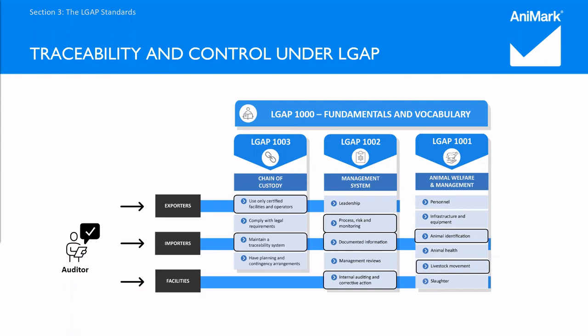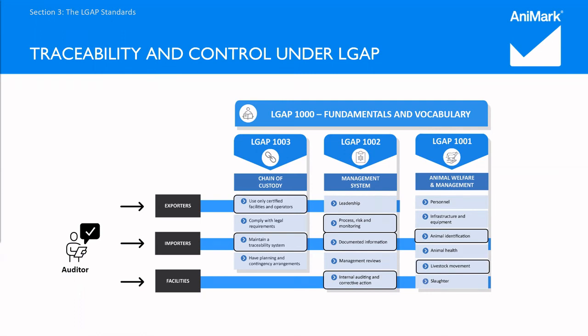These requirements are distributed in the appropriate standards which apply to operators and facilities and would therefore be audited against. Control is provided through all certified operators and facilities adhering to the LGAP standards and certification rules. Exporters must adhere to the chain of custody standard, which requires exporters to only use certified downstream operators and facilities. The certification rules require importer operators and facilities to only use certified downstream facilities.